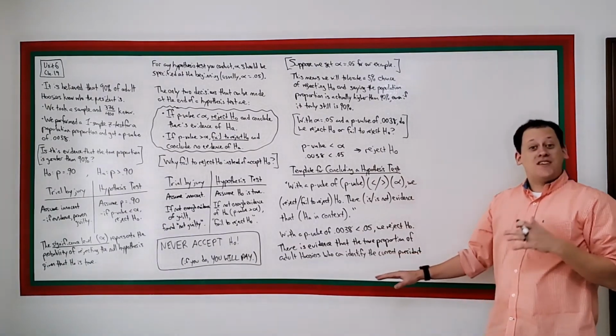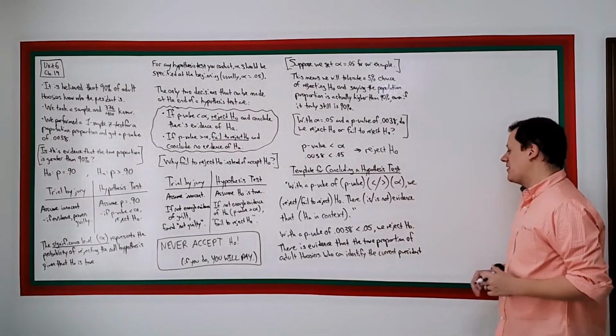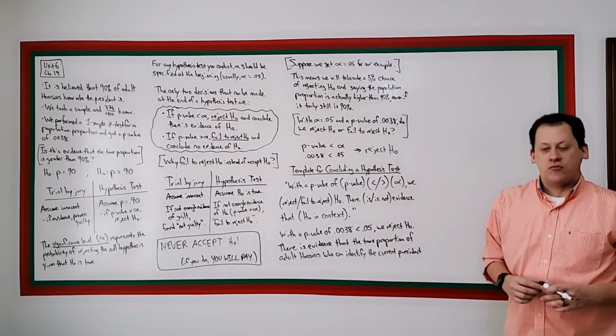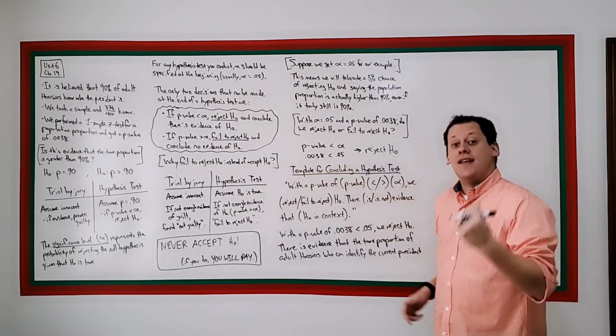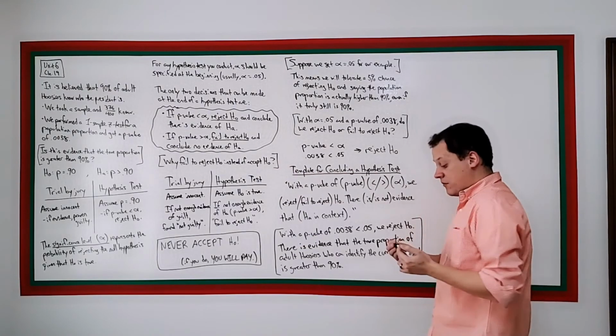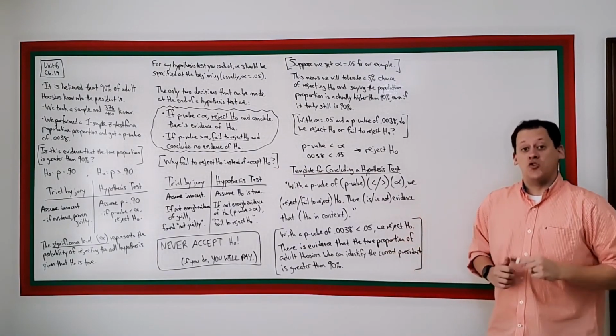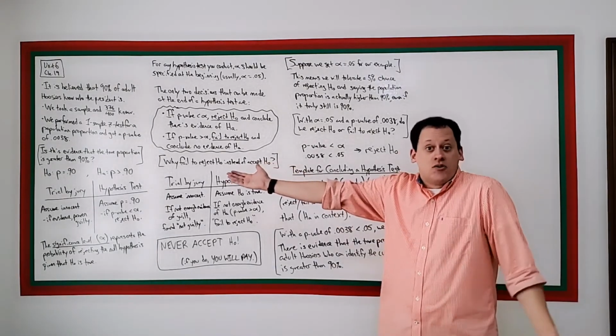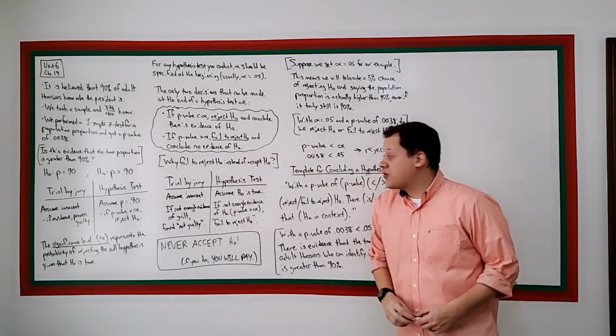The true proportion of our population. The true proportion of adult Hoosiers who can identify the current president is greater than 90%. We can come up with a very solid conclusion to our test. The original question was, is our sample evidence that the true proportion is greater than 90%?